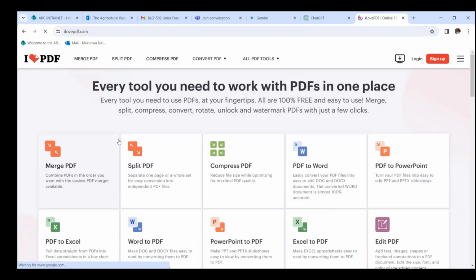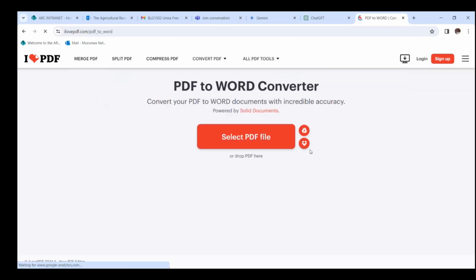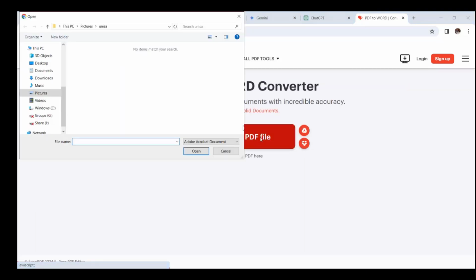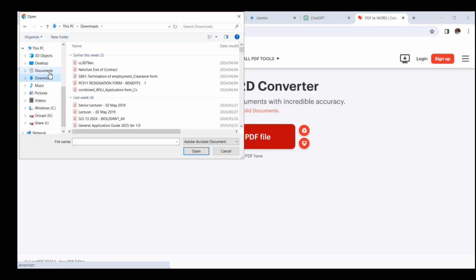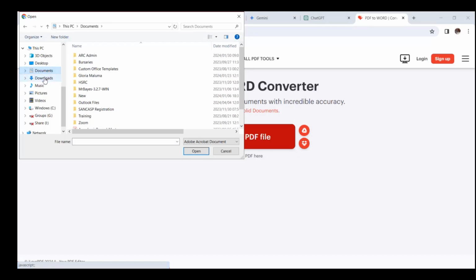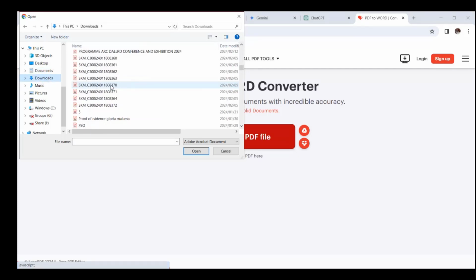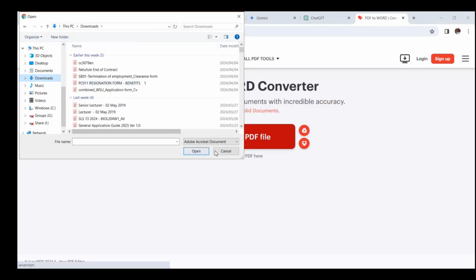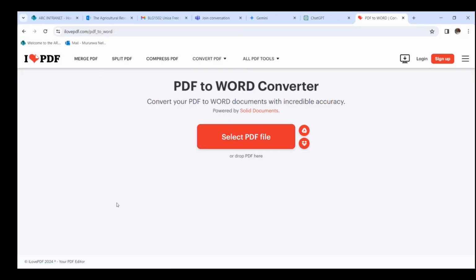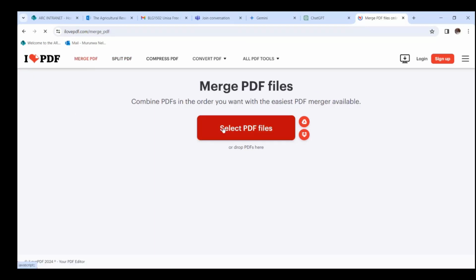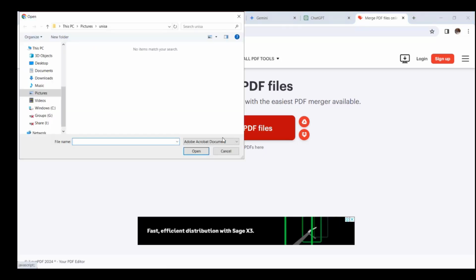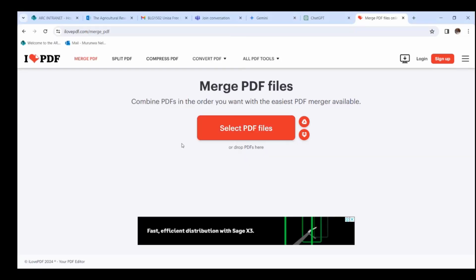This is a free tool that you can use to convert. I'm sure you know about this. If the document you have is a scanned PDF, you go here and select where you have put it, whether in downloads or documents. Let's say it's in downloads. Then you convert this PDF into Word. Then you save that file as PDF or as Word. If it's in Word, you can select the files and merge them. But the easiest way is for you to just scan it.